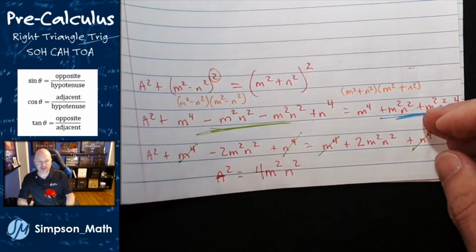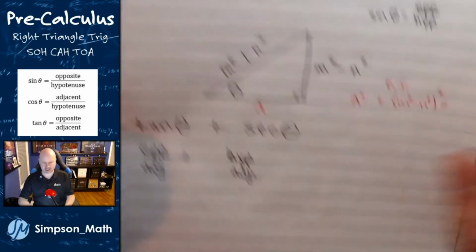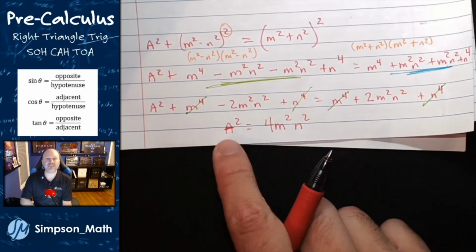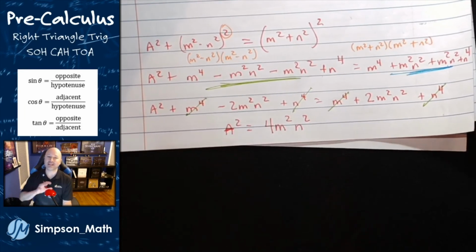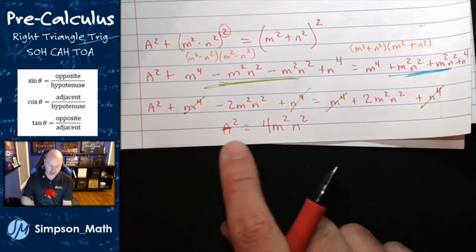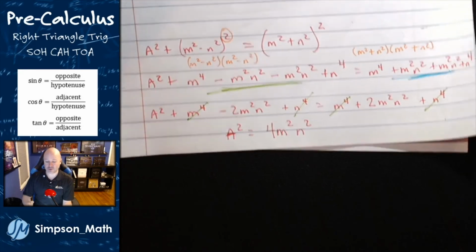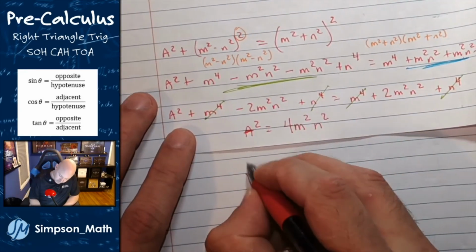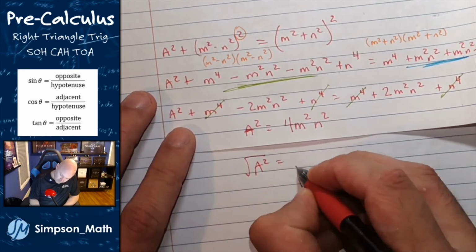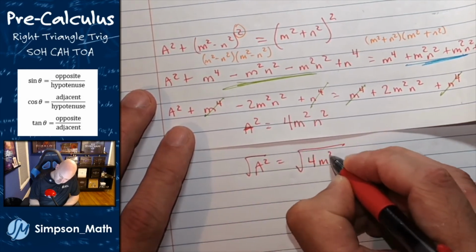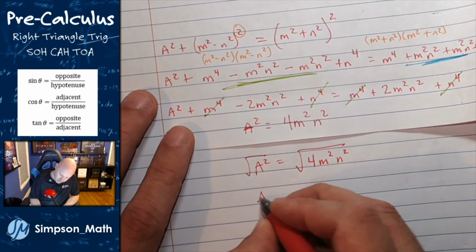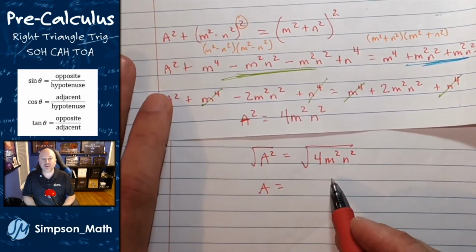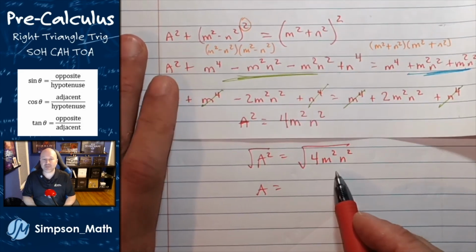All right, now what am I trying to do? I am trying to find a. So a would be the square root of this. Now that I've isolated the a squared, like it's all by itself on its side of the equation, I feel comfortable taking the square root of both sides of the equation. And the square root of a product, you can do each factor independently.